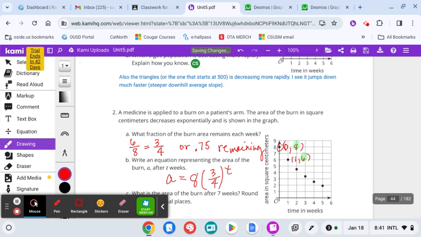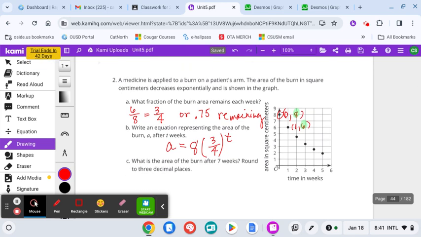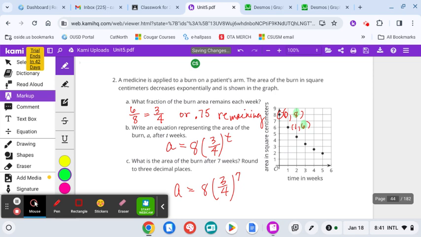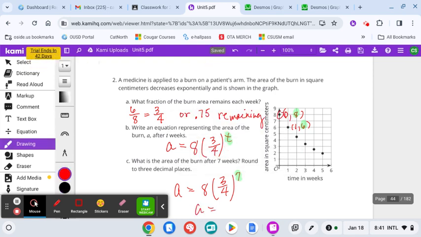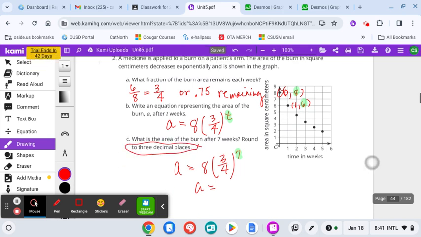How are you doing on writing those equations? What's the area of the burn after 7 weeks? You're going to go ahead and grab your calculator and plug in 7 for the time and see what you get. All right, and then you can compare your answer in class and check with your teacher. It says to round to 3 decimal places. Be careful with that answer.